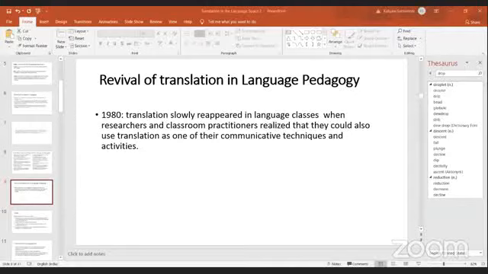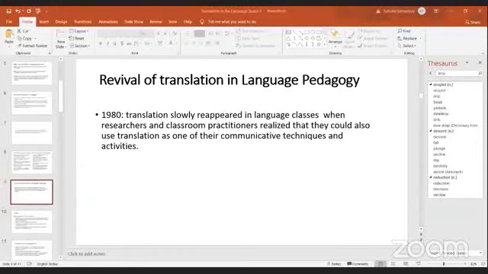Translation was out of the classroom when the communicative approach arrived. Then in the 80s, researchers studied how translation can be a communicative tool and how it can foster communicative activities. So gradually translation found a stable and consistent place in these language classes.